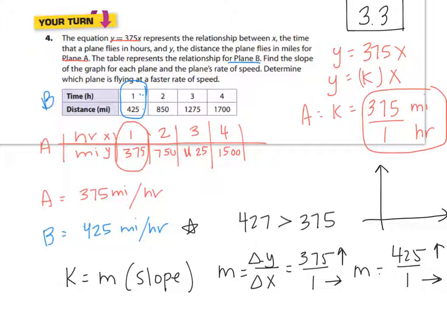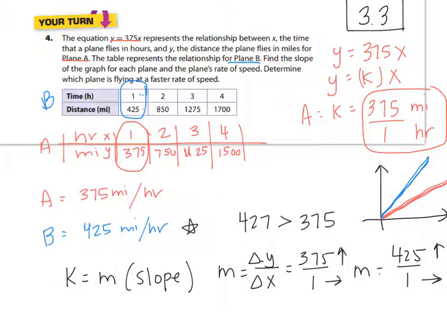This would look like plane A has a slower rate of change, so its slope would be a little bit shallower. It's not moving as fast, so its slope would look a little bit shallower than plane B, who's moving a little bit faster. So if we were to graph these, and this is just an approximation of what the graph would look like, since plane B is traveling faster, it is going to move at a steeper slope, right? Because it's going up 425 over 1, up 425 over 1, whereas plane A is going up 375 over 1, up 375 over 1. So it's not going up as fast.